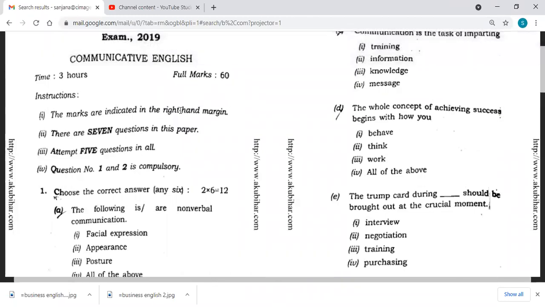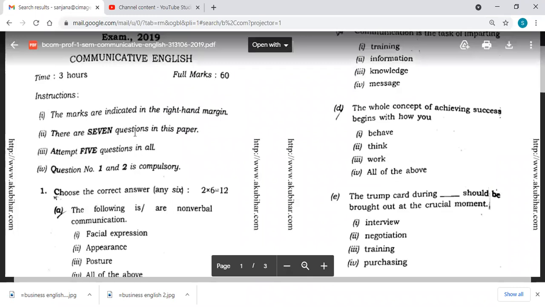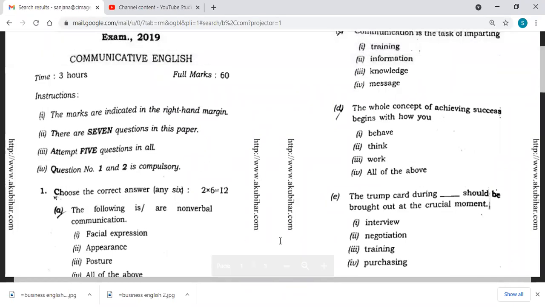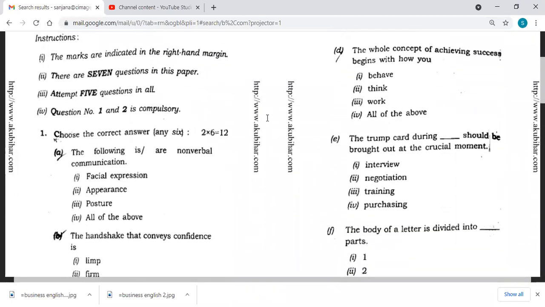There are 7 questions in this paper. Attempt 5 questions in all. Question number 1 and 2 are compulsory. Right. Let us see the MCQs. Number 1, choose the correct answer.